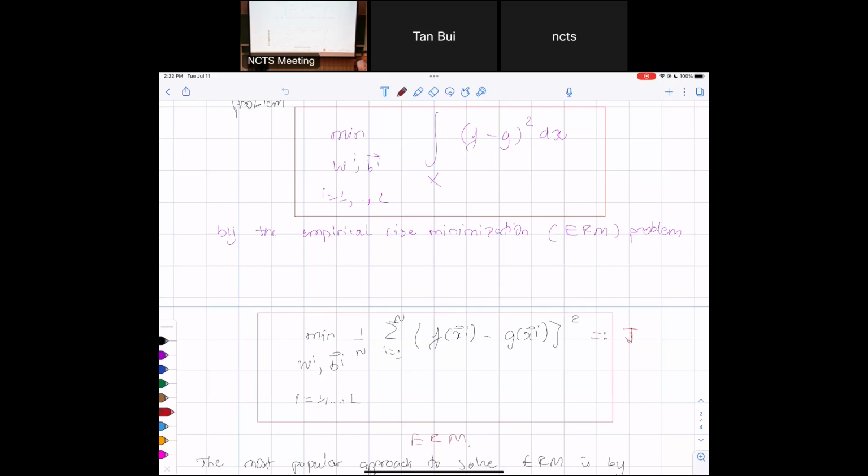The sample we know, but we don't know the distribution. We only know n samples. That's all we know. We don't know the distribution. That's what we assume.